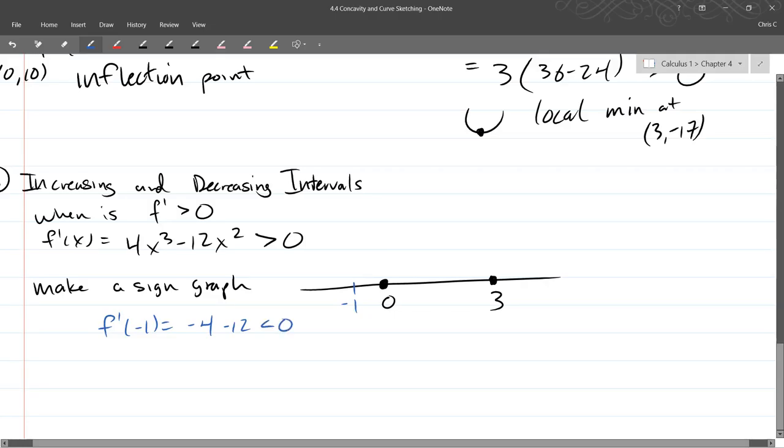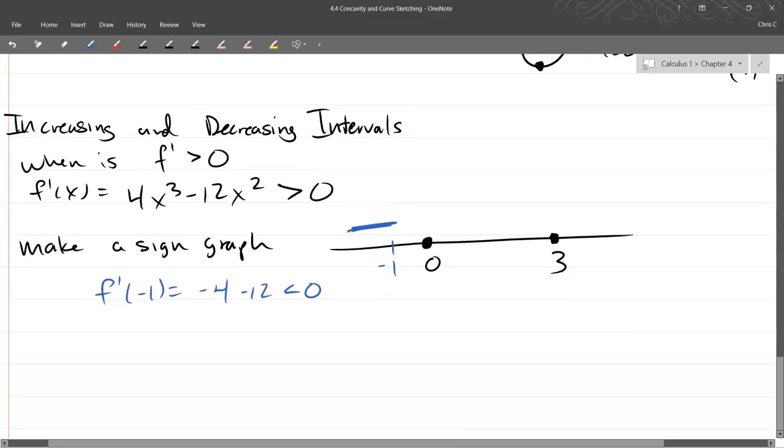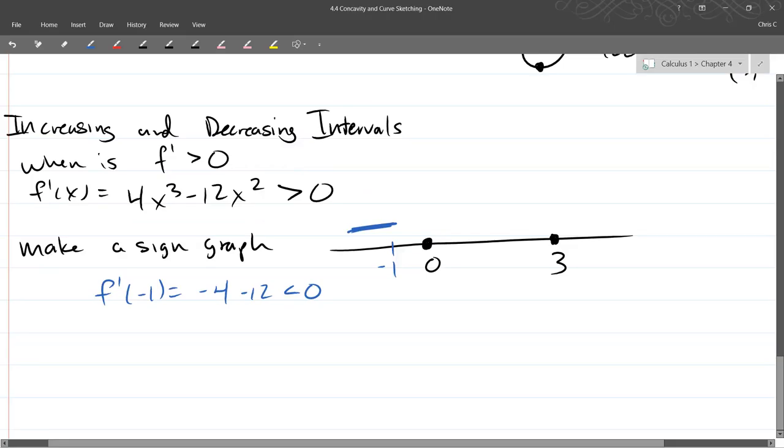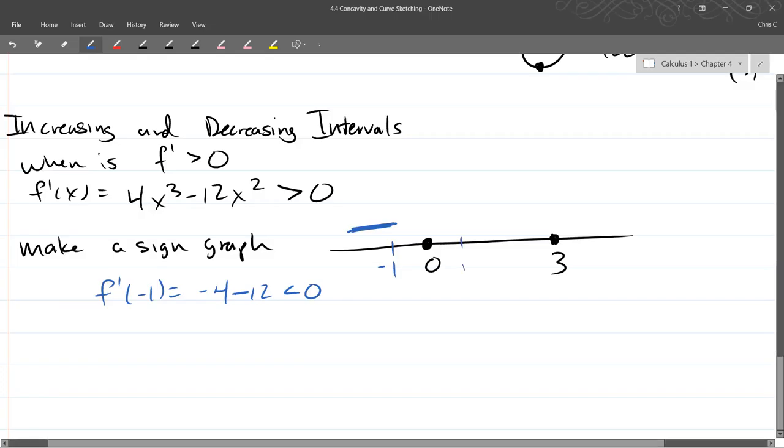We get negative 16, but negative something. So the answer is we get negative. So over here we have negative. Yeah, it's a minus. And then it bounces, so it should be negative again. But let's pretend that we don't know that. So we'll pick positive 1 and plug it in. So f prime of positive 1, we get 4 minus 12, which again is less than 0. So negative all between 0 and 3.